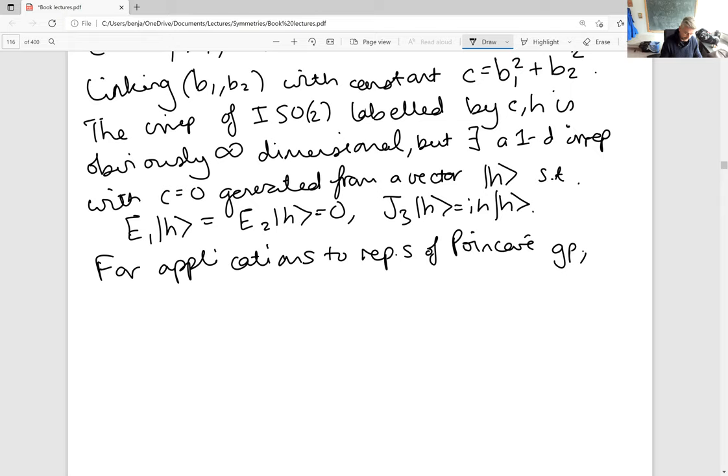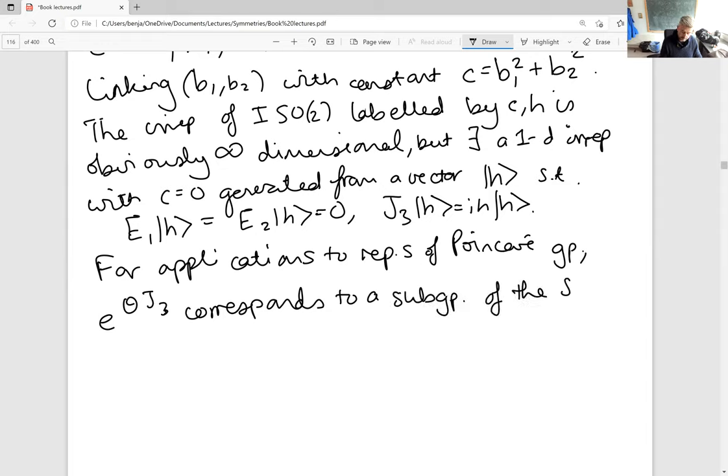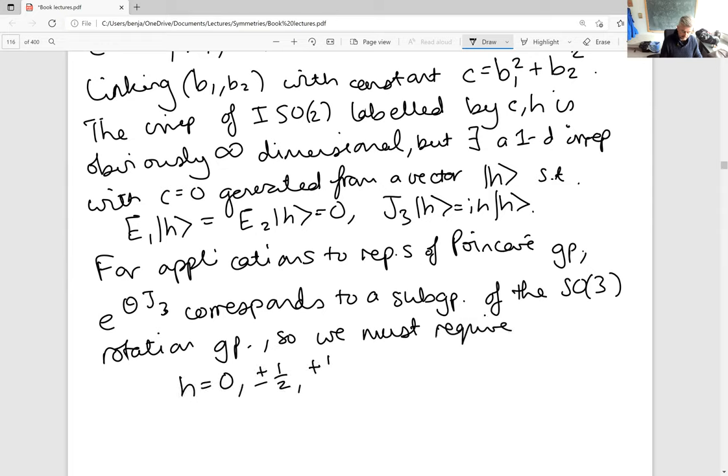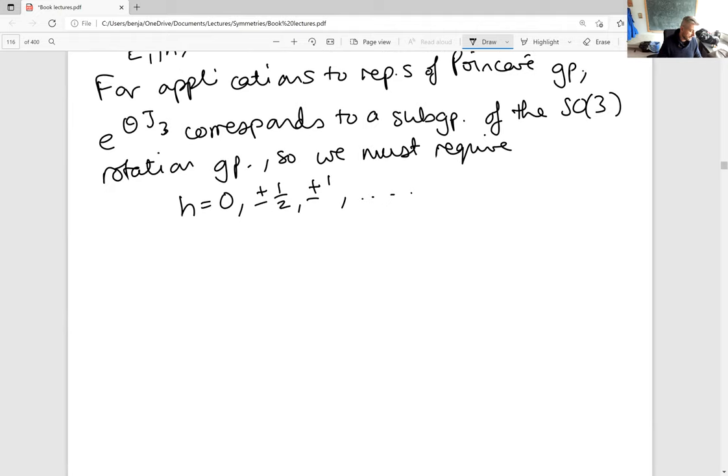e to the theta J3 corresponds to a subgroup of the SO(3) rotation group. It's a one parameter subgroup, of course, of the SO(3) rotation group. So we must require that h is either zero, plus or minus a half, plus or minus one, etc. And we might get more constraints on it. The associated Lorentz transformations have a general element, which we can write down.